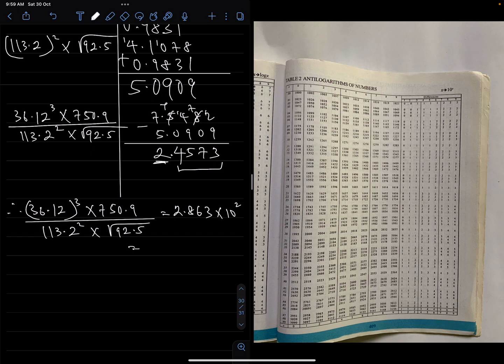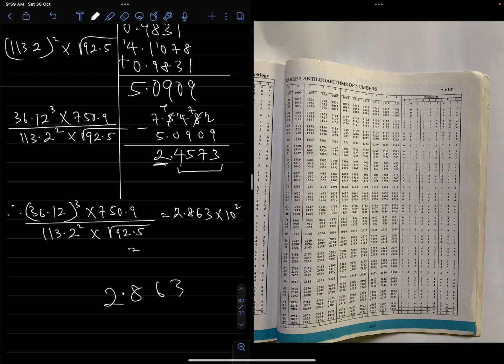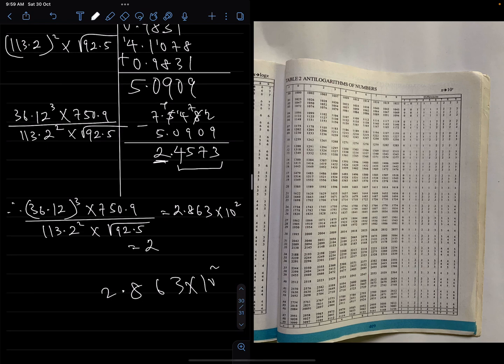It is this thing. 45 under 7, difference 3. That is 2863. And I said when you write the anti-log, you put a decimal point after the first one. It's just coincidental that there's a 2 here, so it could have been something else. It could have been 7. Whatever it is, just put the decimal point after the first digit and say times 10 raised to the power, whatever this is, which is 2. If you multiply this by 10 raised to power 2, what are we going to get? 2.863 times 100. That's 286.3. And that's the answer.